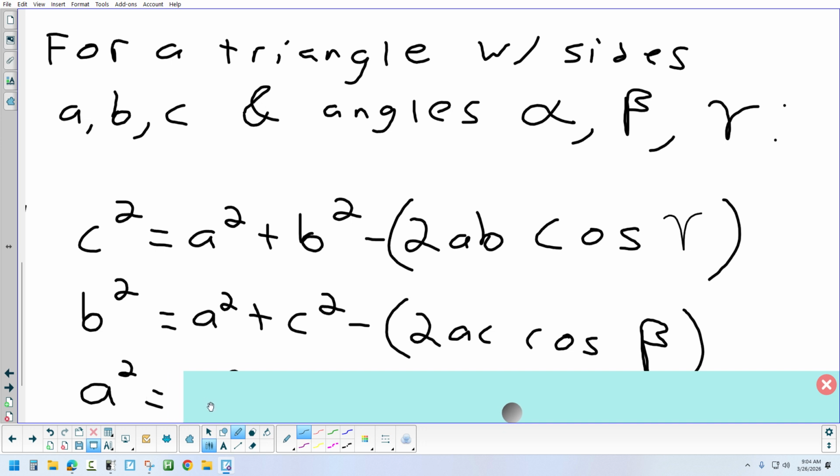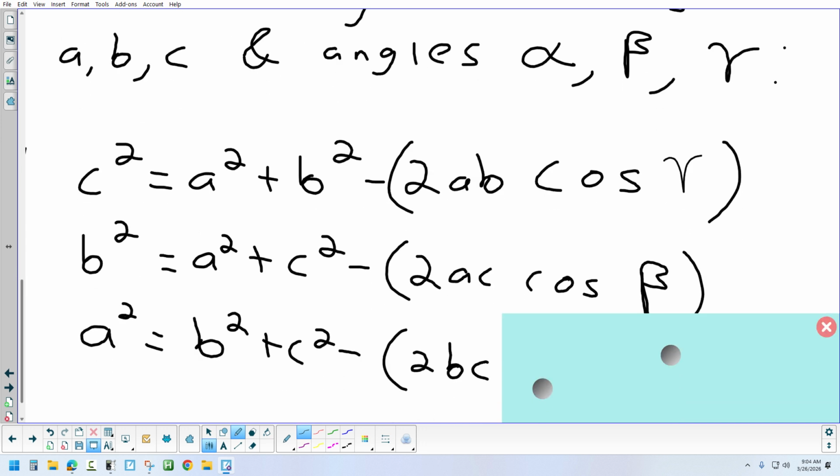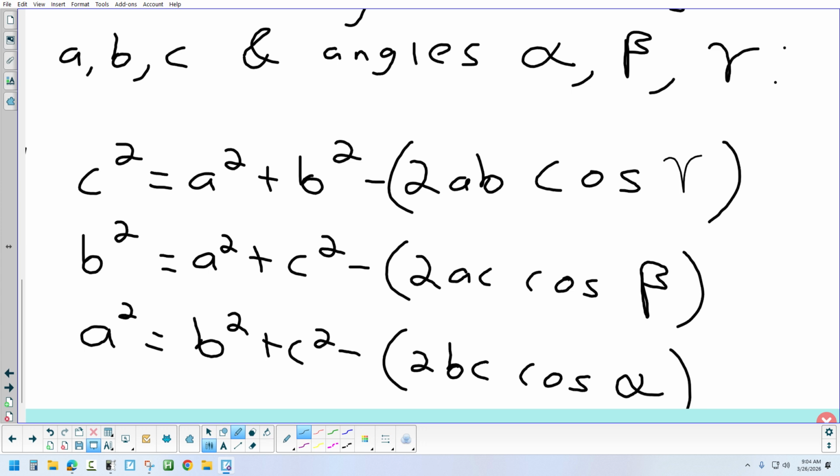Okay, and how about the last version? Anyone think they could tell me what the rest of the formula would be there? A squared equals b squared plus c squared minus 2bc cosine alpha. Yep. And if you wrote it calling the sides x, y, and z, you could write three more versions. x squared equals y squared plus z squared, and so on. It's not important what we're calling the sides. It's just a pattern that we plug everything into.